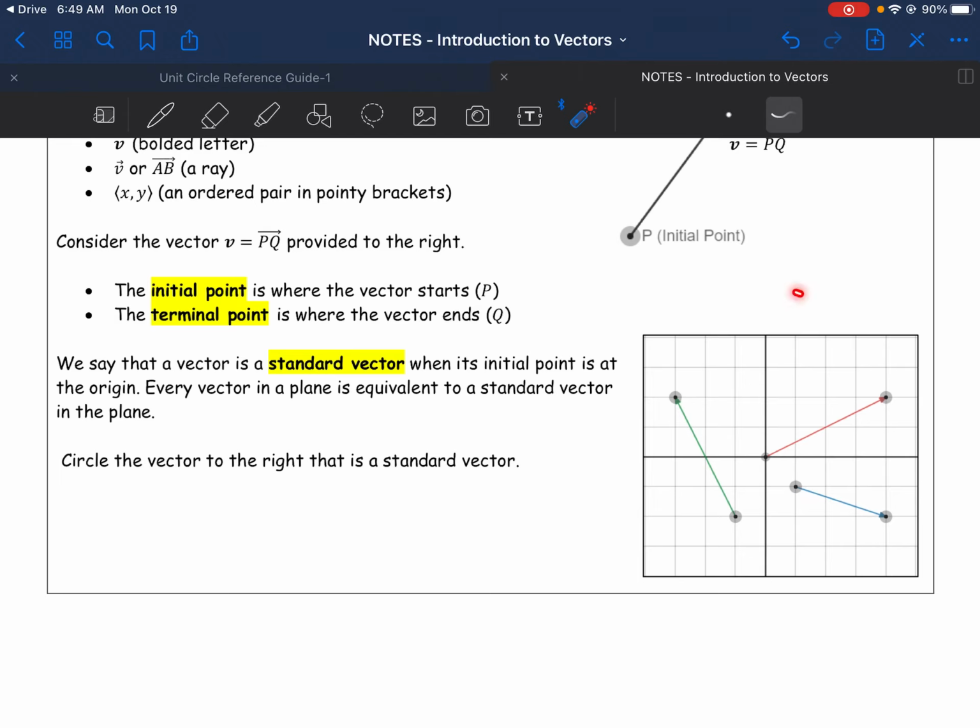So given the plane here to the right where we have three vectors, one in green, red, and blue, we want to circle the vector to the right that is a standard vector. Well, again, let's remind ourselves of the definition. A standard vector is a vector whose initial point is at the origin. The only vector over here whose initial point is at the origin is this vector in red. Let's keep the colors consistent. I'll go with red right there. Okay, so that vector in red is a standard vector. Its initial point is at the origin.